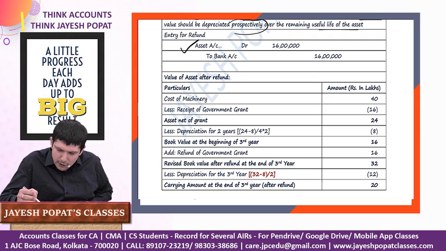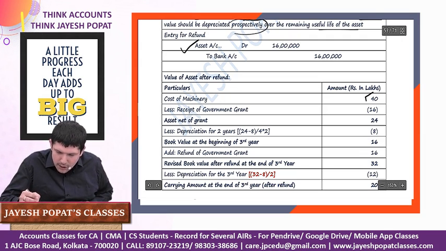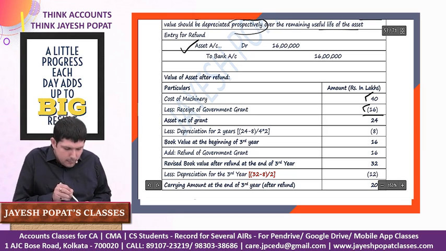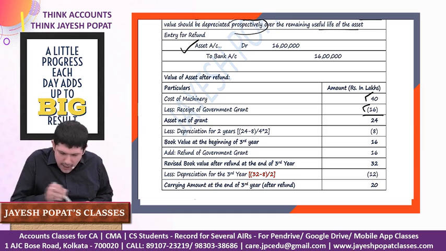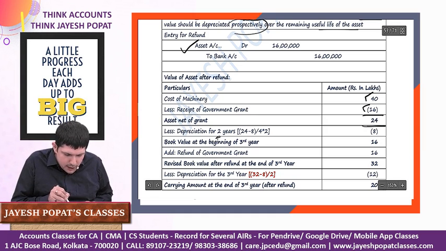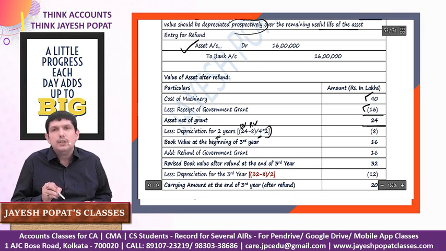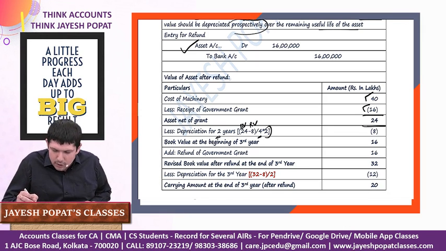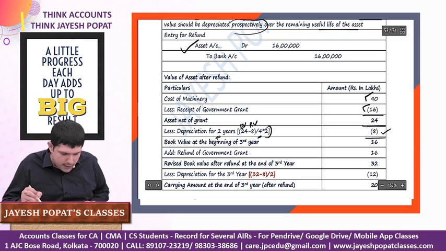See, when the machinery was purchased, the cost of the machinery was 40 lakh. We credited the amount of grant to the value of the machinery. So the 16 lakh which was received, we credited it, and the net value of the asset in our books was 24 lakh. We provided depreciation for 2 years. 24 lakh is the book value, 8 lakh is the residual value, divided by 4, the useful life, into 2 years, which we have already depreciated. So 8 lakh depreciation is already provided by us.